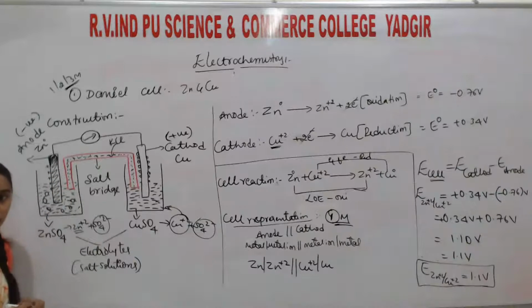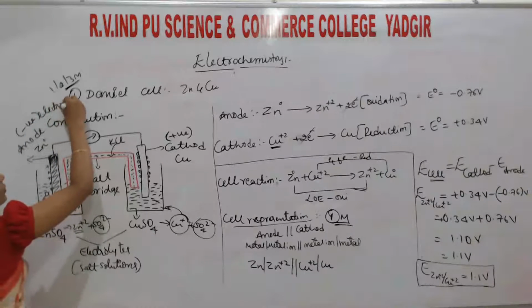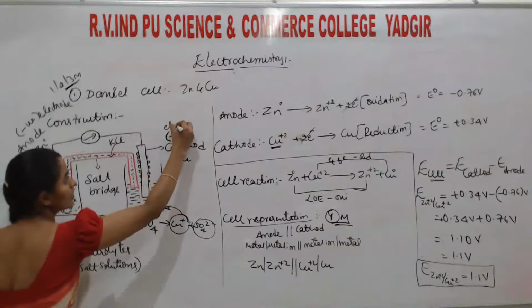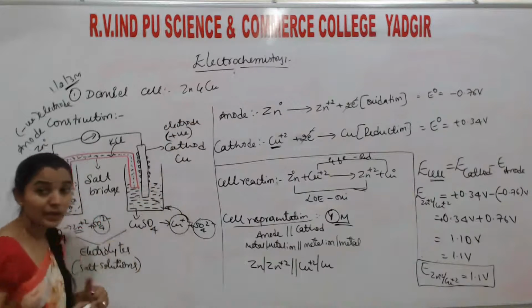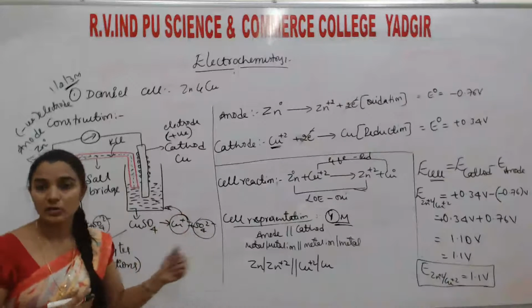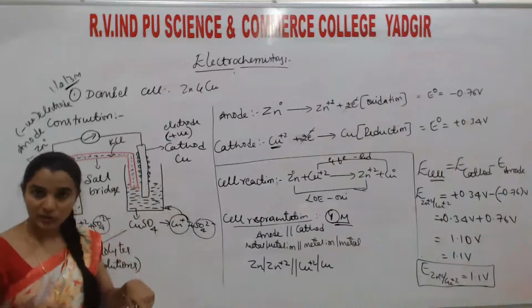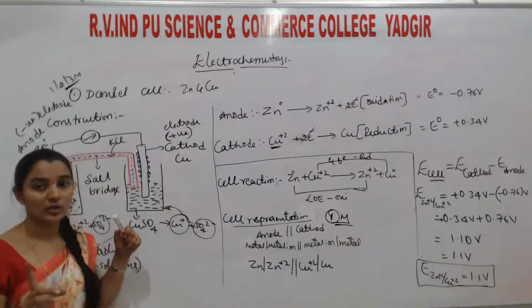This is called the negative electrode, not negative in charge. This is called the positive electrode. Cathode and anode have other names: negative electrode and positive electrode. But their charge is: cathode means minus charge, anode means plus charge.